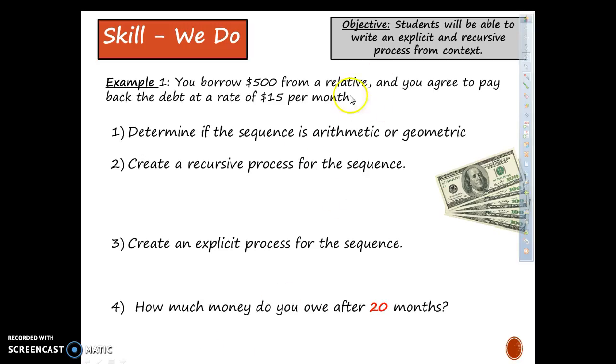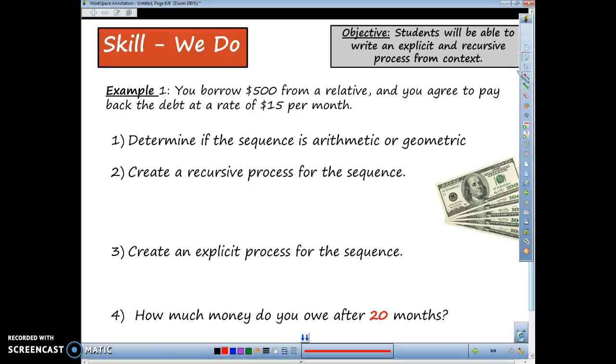Going back to our notes, this is example 1. Please fill in the values for this problem. It says, example 1, you borrow $500 from a relative and you agree to pay back the debt at a rate of $15 per month. So we need to determine if this sequence is arithmetic or geometric.